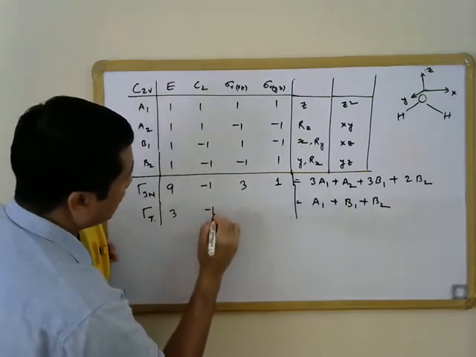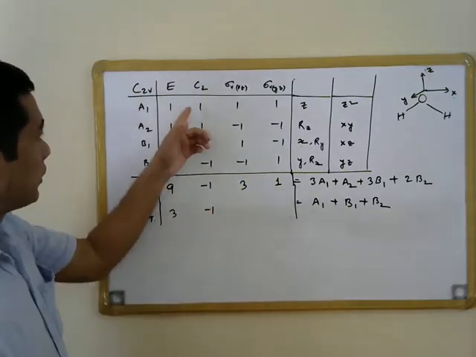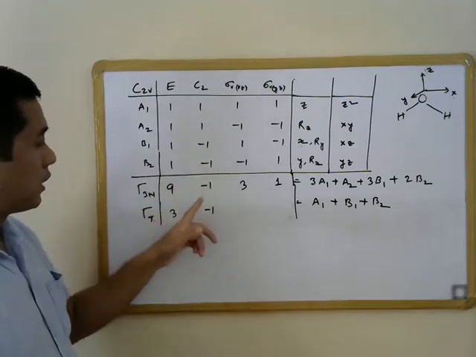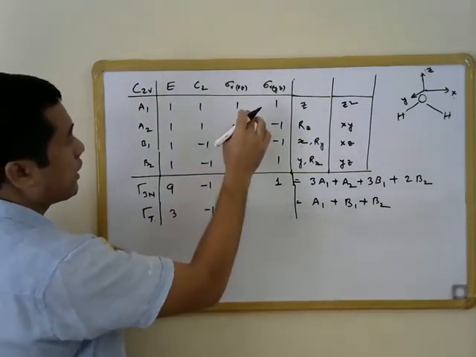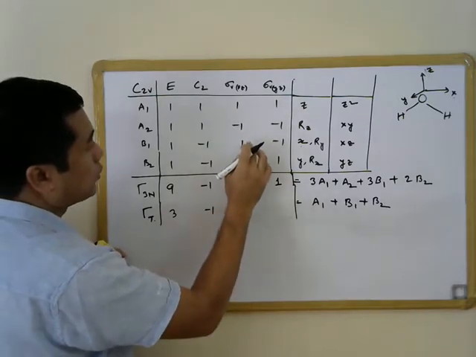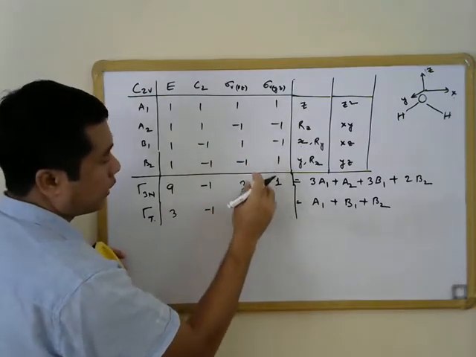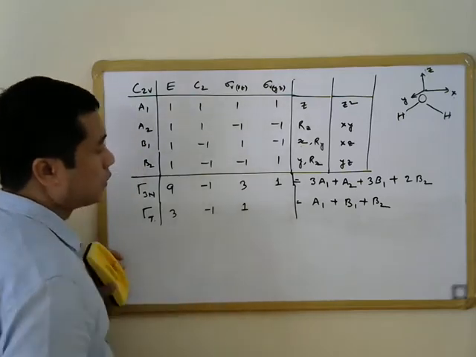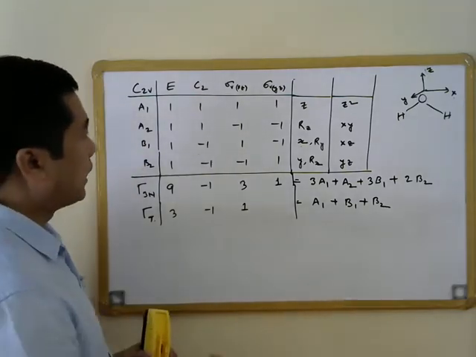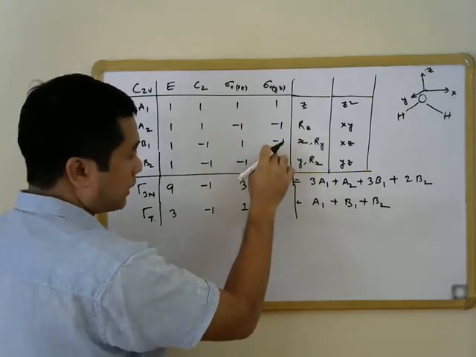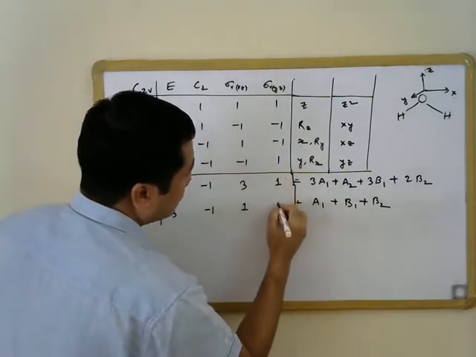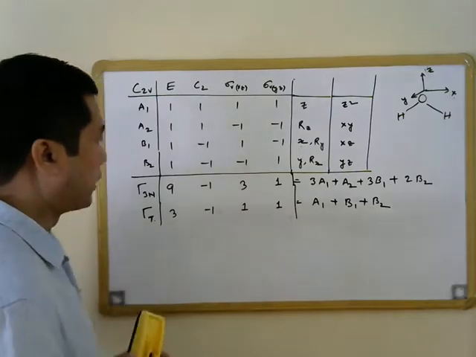So this is going to be equal to minus 1. If we add these three characters, then we will get the answer equal to minus 1. And then sigma b xz: 1 plus 1, that is 2, minus 1, that is going to be equal to plus 1. And then for sigma b yz: 1 minus 1, that is 0, plus 1. So this is also going to be equal to plus 1.